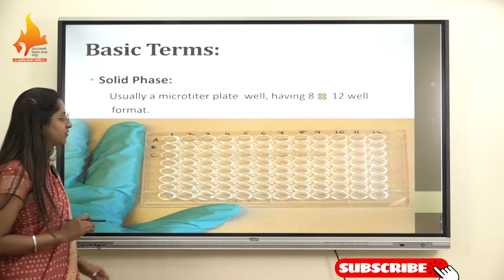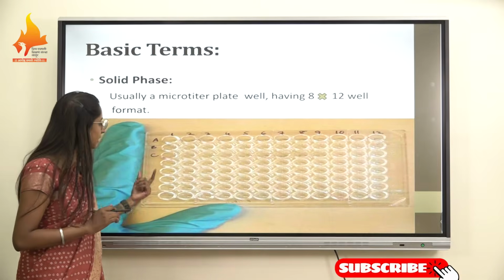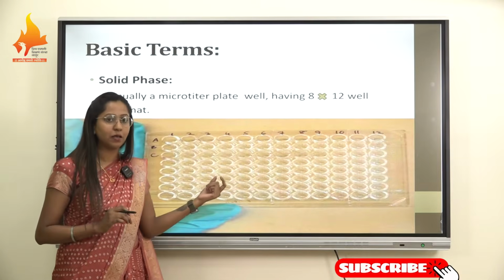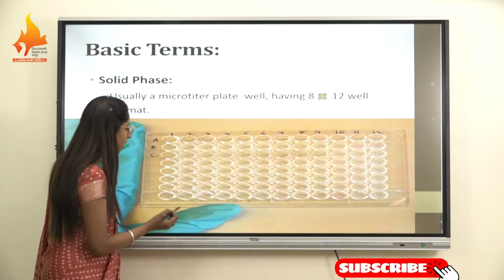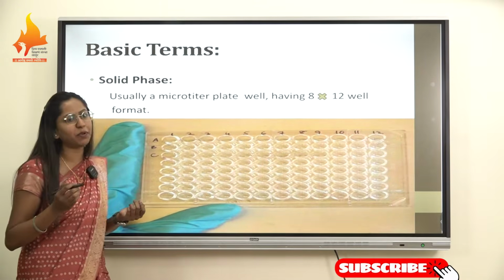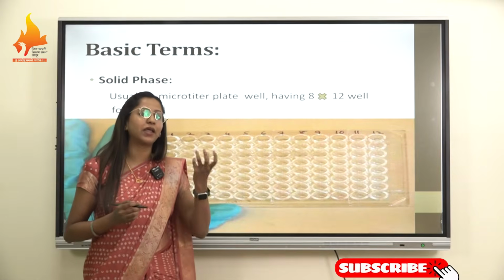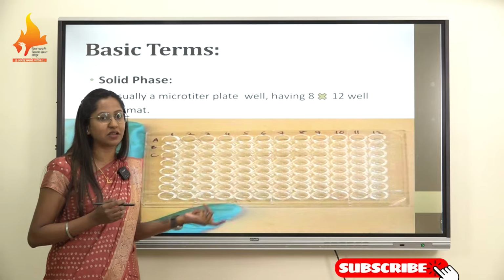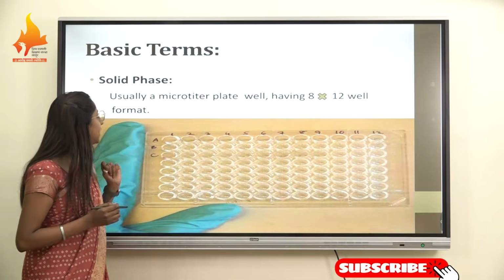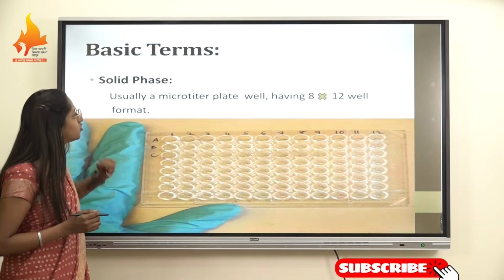This is the solid phase. As I have told you earlier, this is the microtiter plate, which basically you can call a well plate. And in these wells, you are adding the solutions. It may be a patient serum sample, it may be an antigen sample, or any of the samples which we'll be discussing later. So this is the microtiter plate, which is called the solid phase.